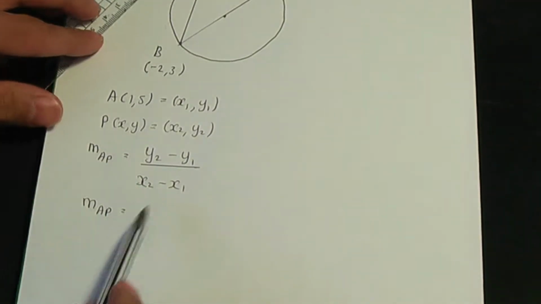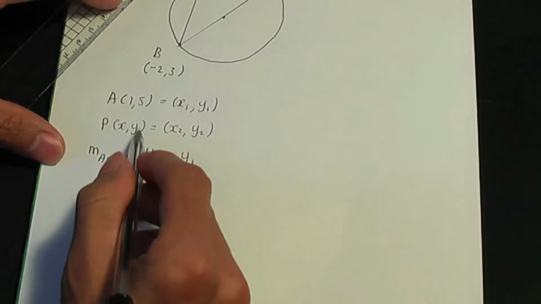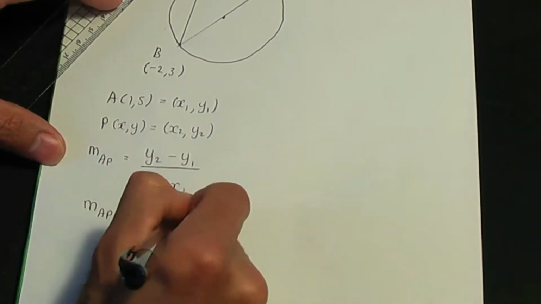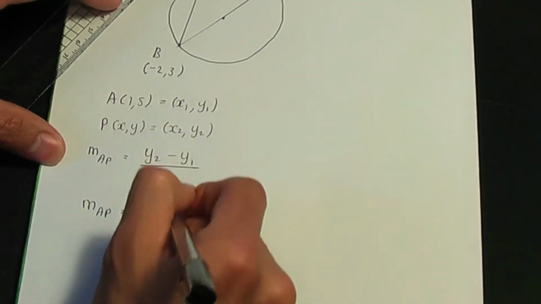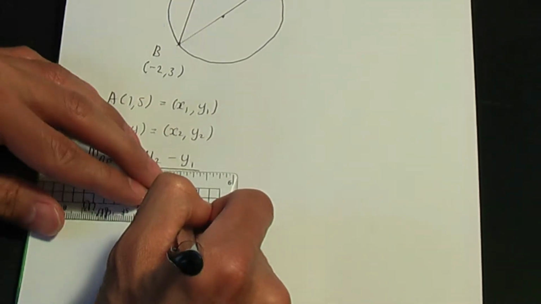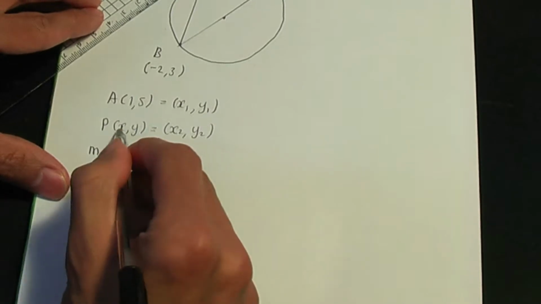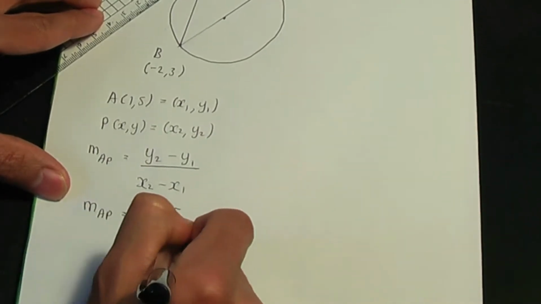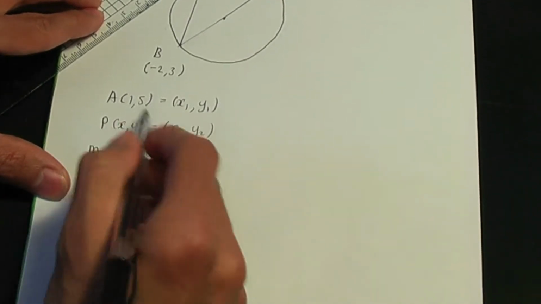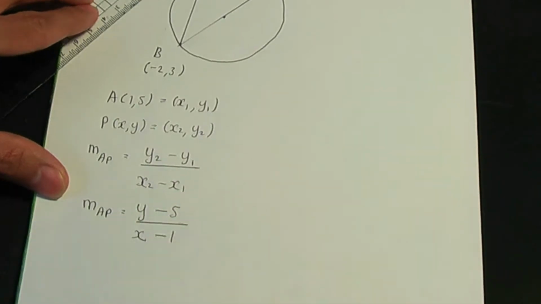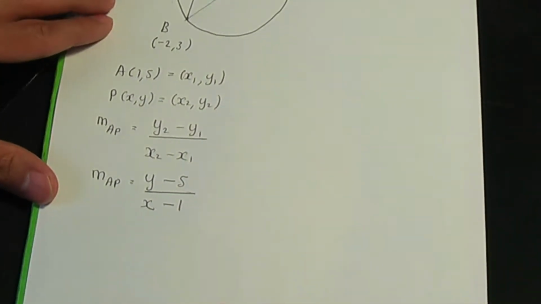So if I substitute the data in, y2 in this case is y, minus y1, which is 5, divided by x2, which is x, minus x1, which is 1. So this is the gradient of AP.